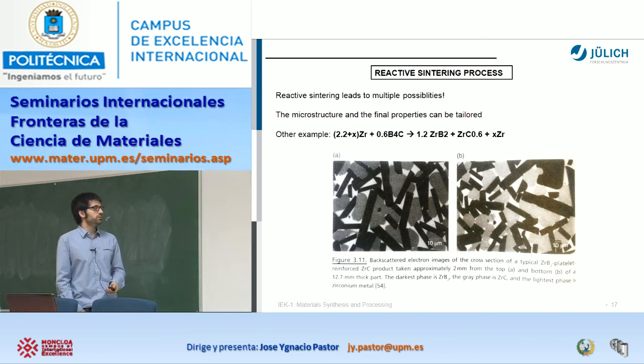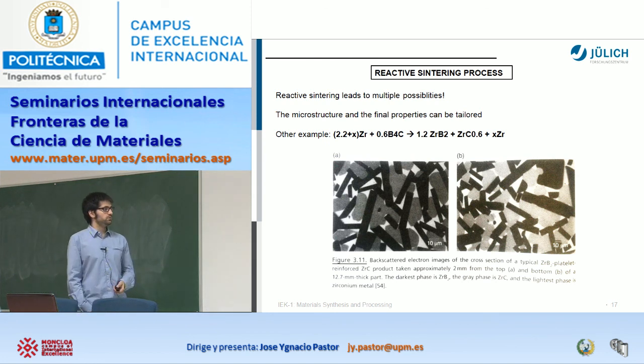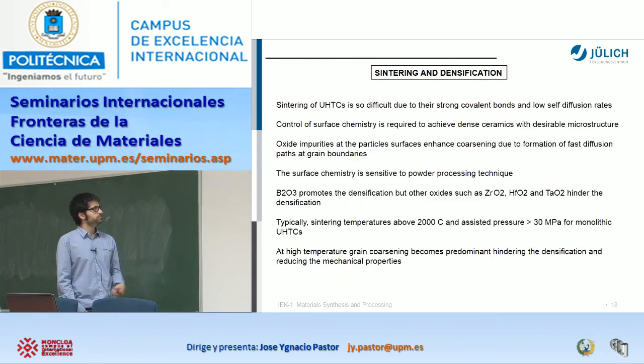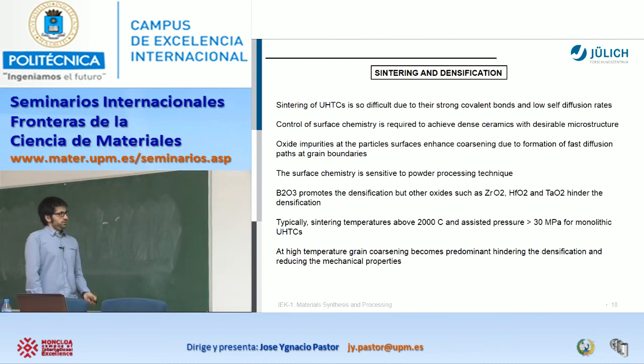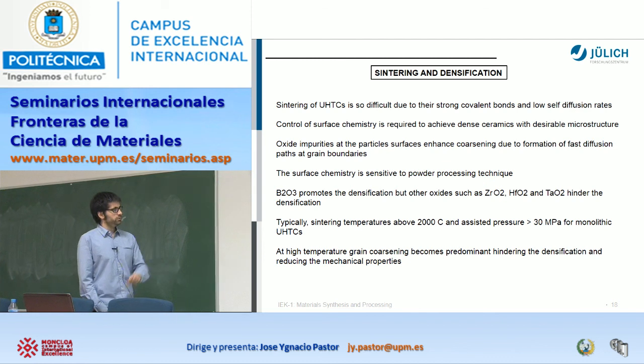And obviously, as always happens, this microstructure and therefore your final properties can be tailored if you think about different parameters, not only the maximal temperature or the heating rate that you use, but also the particle shapes, or the purity of your powders, or different things. And here, more information. Don't worry, we'll get to the properties in a bit.